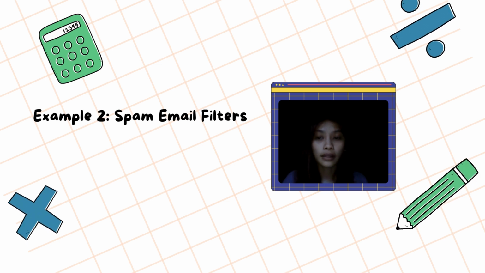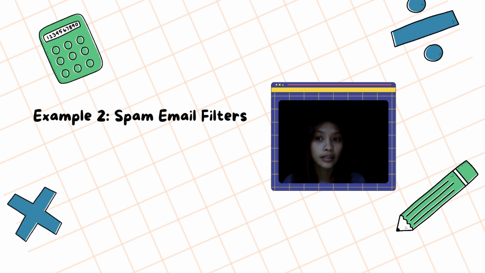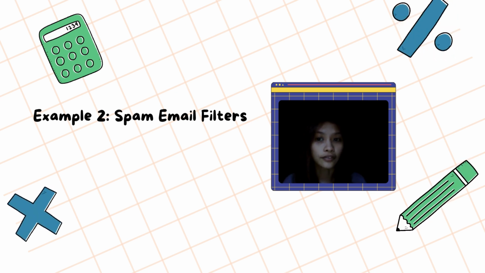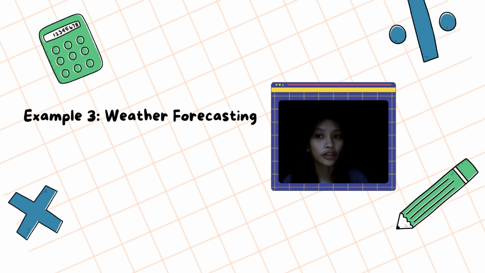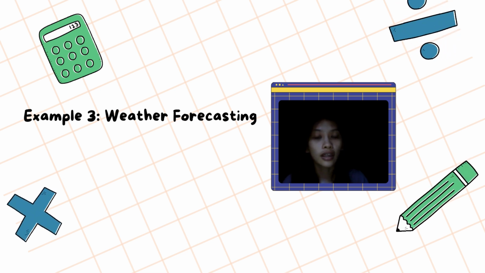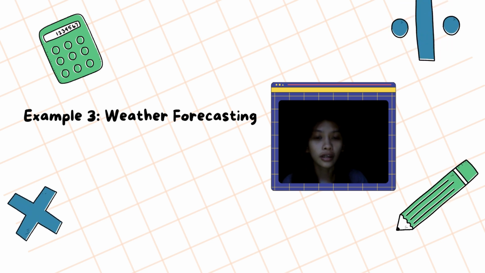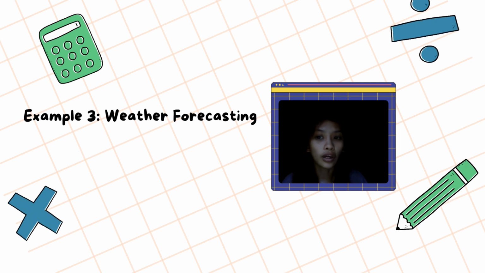Next example, spam email filters. Email services like Gmail use Bayesian algorithms to decide if a message is spam or not. Every time you mark something as spam or as not spam, the system learns and updates its filter. So the filter improves over time by updating its belief based on your feedback. That's Bayesian inference in action. Another real-life use of Bayesian inference is in weather forecasting. Meteorologists start with prior knowledge, like weather patterns from previous days or years. Then, when new satellite data comes in, they update the forecast based on that fresh information. And the more data they get, the more accurate the prediction becomes. So again, it's all about updating based on new evidence.